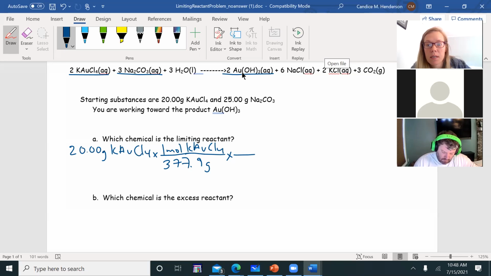Now we want to work towards this. So we're going to use our ratios, and it's a 2-to-2 ratio. So 2 moles of the KAuCl4 yields 2 moles of the AuOH3.